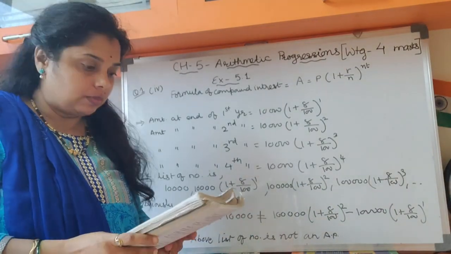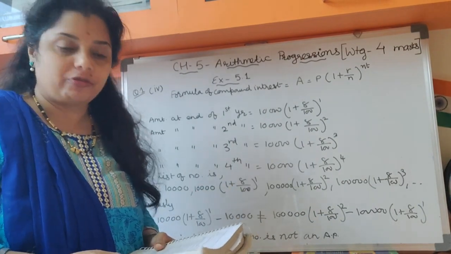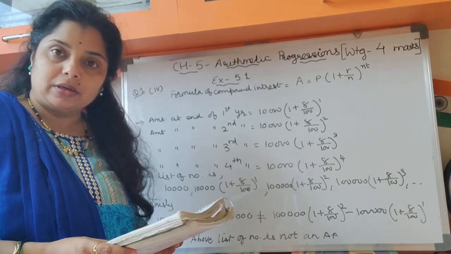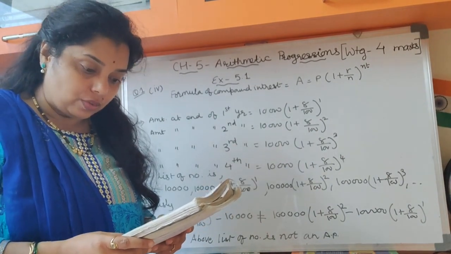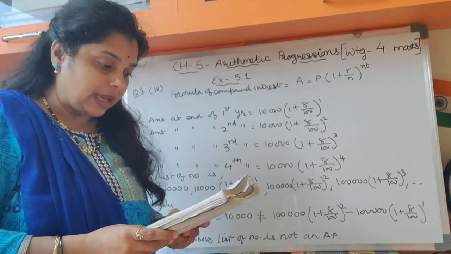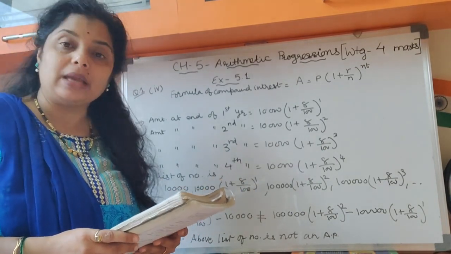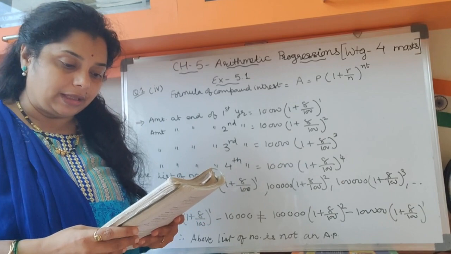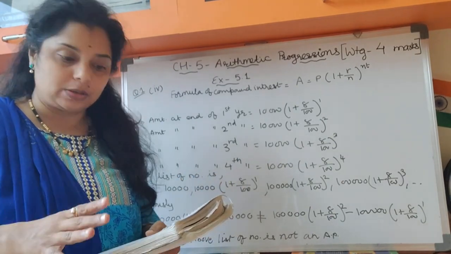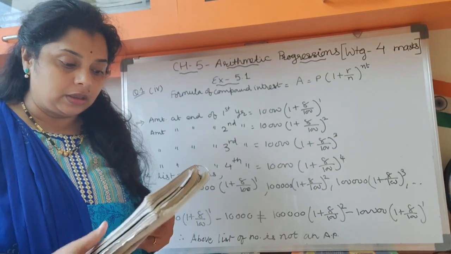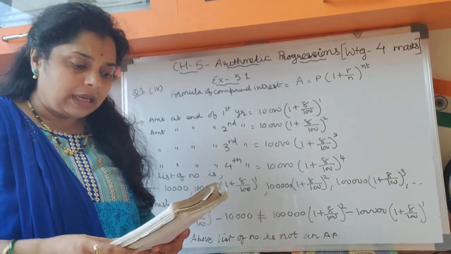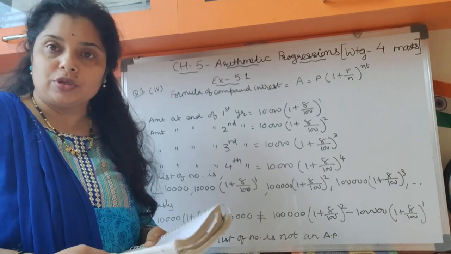Now the last sum of question 1, exercise 5.1. The amount of money in the account every year when 10,000 is deposited at compound interest at 8% per annum. Annum means year. So 10,000 is the deposit, it is the principal amount, and the rate of interest is 8%. And every year it is deposited.